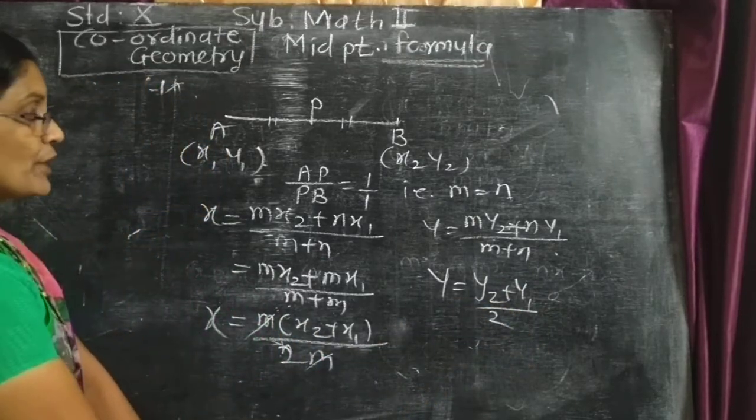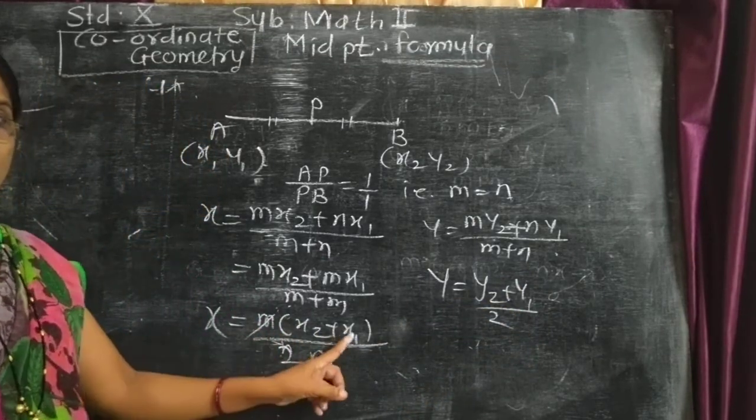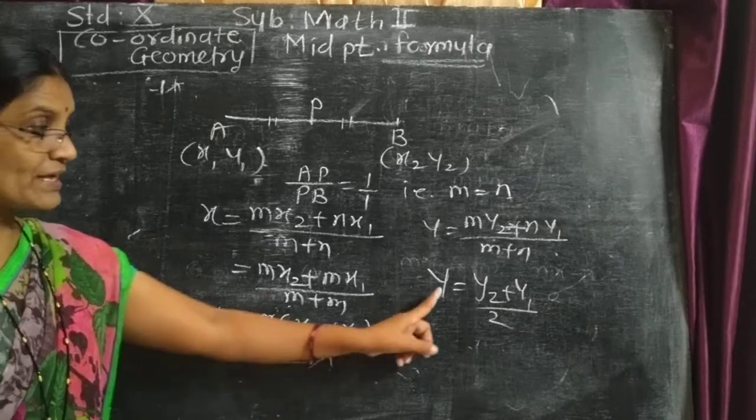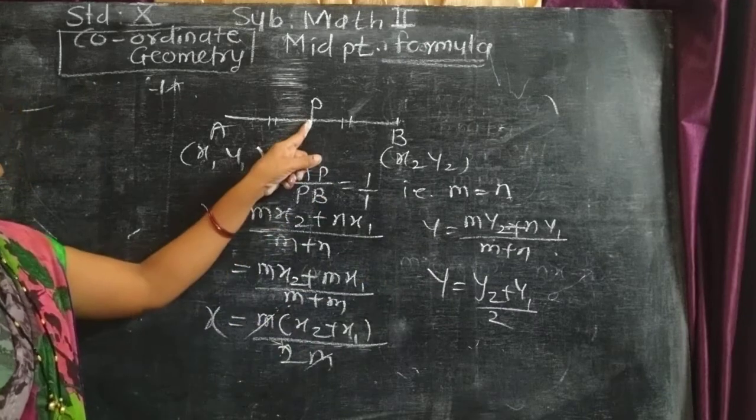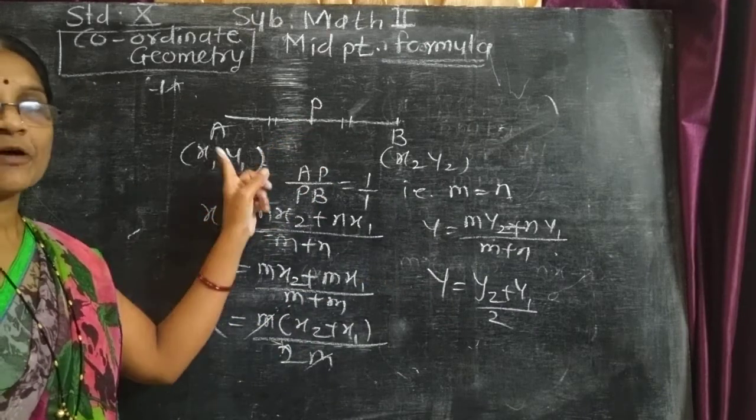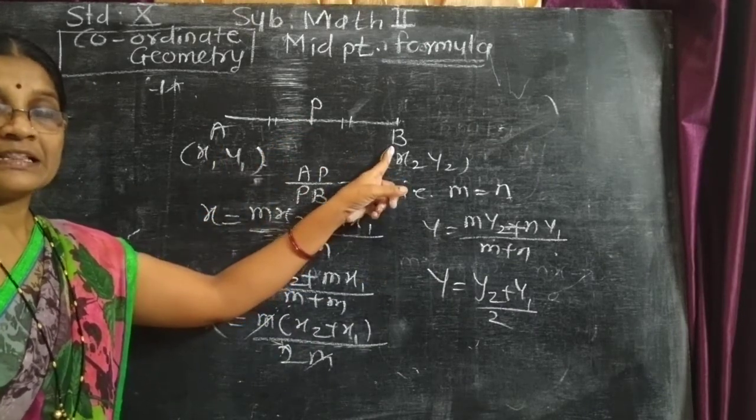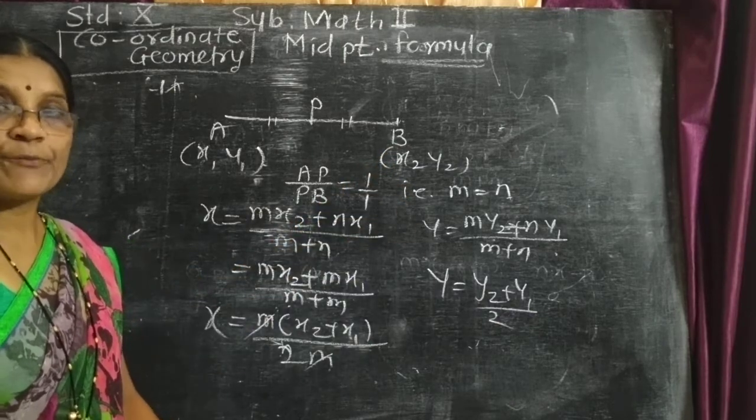And that is the midpoint formula. X is equal to x1 plus x2 upon 2, and Y is equal to y1 plus y2 upon 2. These are the coordinates of this point P, which is the midpoint of segment AB. In this way, we derive the midpoint formula.